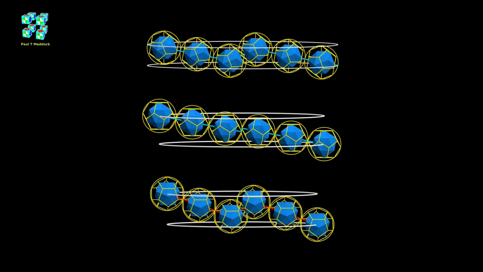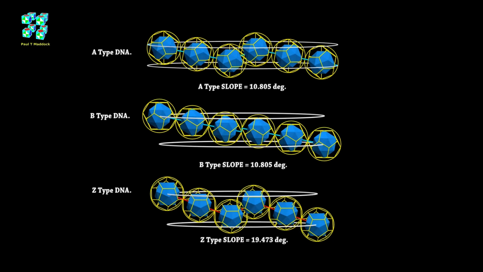That will be A DNA. Now the next one down is going to be the B-type DNA. And then the third one is going to be the Z-type DNA. Now if you look at these 3 types of DNA, you can see a string of 3 icosas, and they're at an angle. This is a slope angle, so I'm going to show the slope angles.